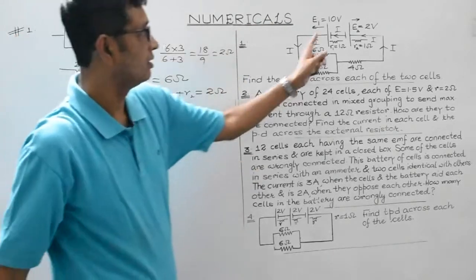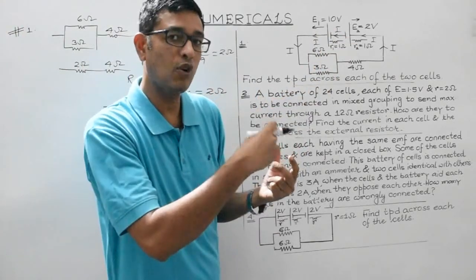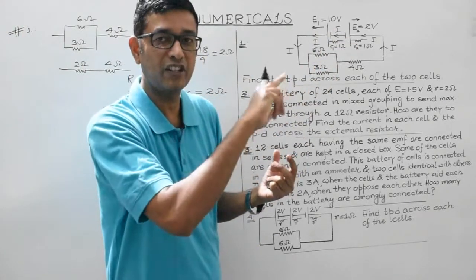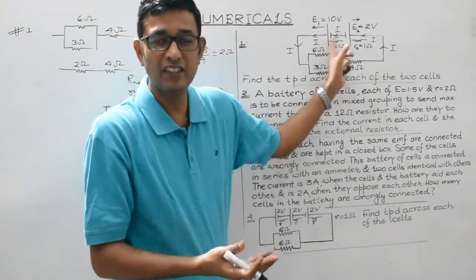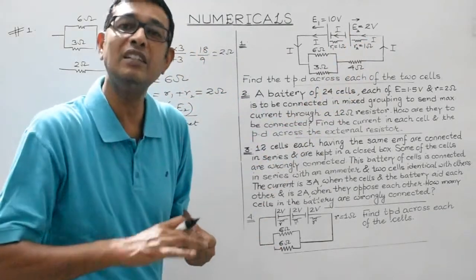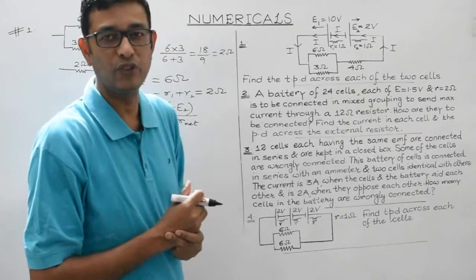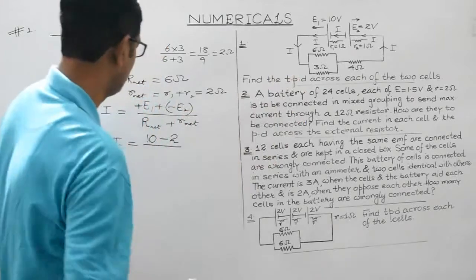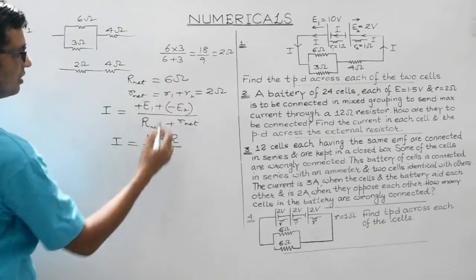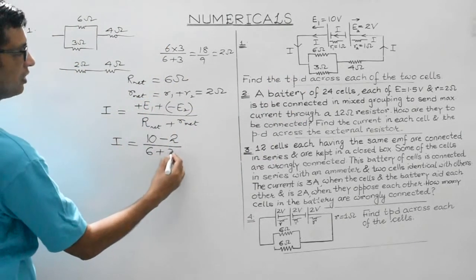In case the two cells were connected in the same order so as to send the current in the same direction, then the EMFs would have been added up. But in this case, the net EMF would be given by the difference of the EMFs of the two individual cells because they are connected in opposite manner, right? What about the net resistance? External resistance is 6, internal resistance is 2.